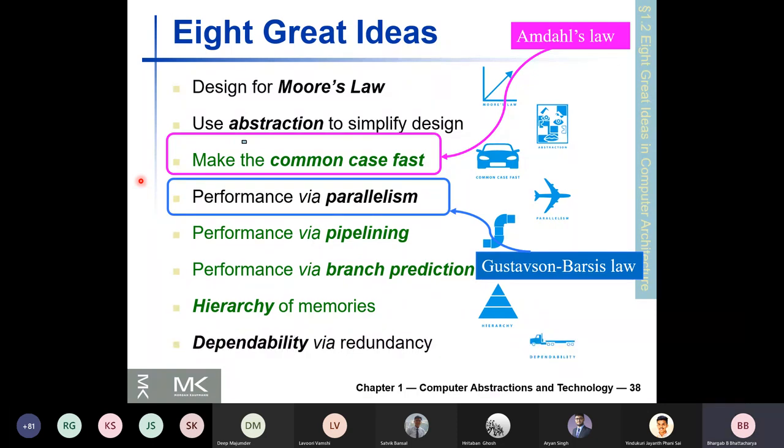And obviously everything should be error tolerant, fault tolerant. So we need some kind of redundancy, in terms of hardware or software, so that the system functionality is maintained and the system becomes robust. So these are the 8 great ideas which are responsible for designing good, improved machines. As we proceed in the later part of the course, we will touch upon pipelining, branch prediction, and memory hierarchy one by one.